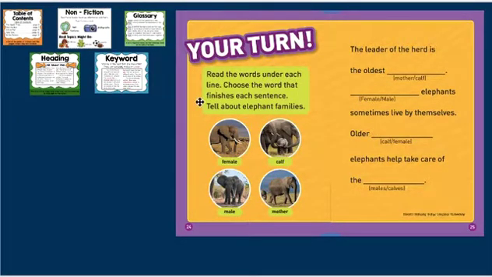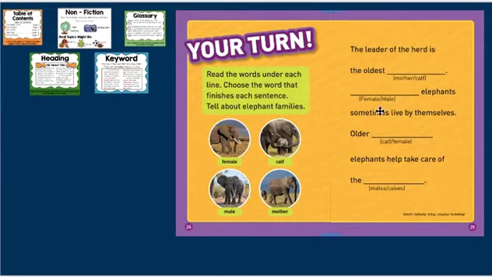Okay, now it's your turn. Read the words under each line. Choose the word that finishes each sentence. Tell about elephant families. So here we have female, calf, male, and mother. The leader of the herd is the oldest. Is it mother or calf?